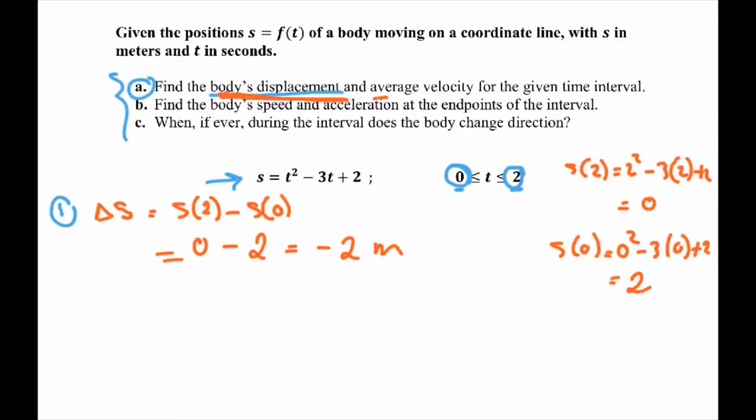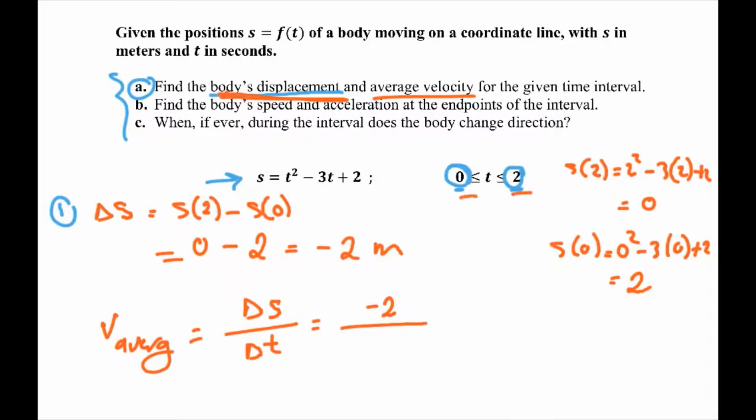Now we need to find the average velocity. Well, the average velocity equals delta s, the displacement of the position of the object, over delta t, which is equal to negative 2 over delta t, and delta t is 2 minus 0, which is equal to negative 1 meter per second. So that's part a, done.